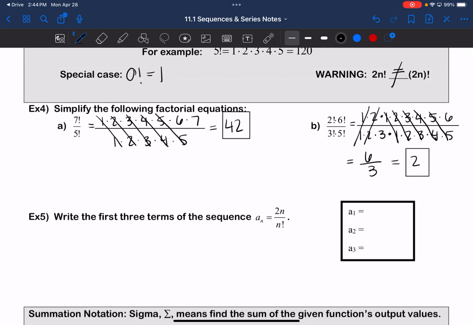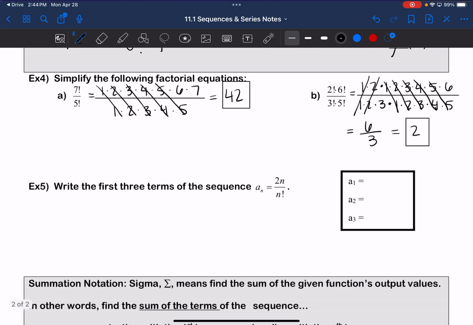All right. Okay, so for example 5, it says write the first 3 terms of this sequence. Well, again, if they don't tell us where to start, we always start with what number? 1. So if I want to find the first term of the sequence, I'm just going to plug in 1. I'll have 2 times 1 in the numerator over 1 factorial in the denominator. Well, 2 times 1 is going to give us 2, and 1 factorial would just be 1, right? So this is just 2. So our first term would be 2.